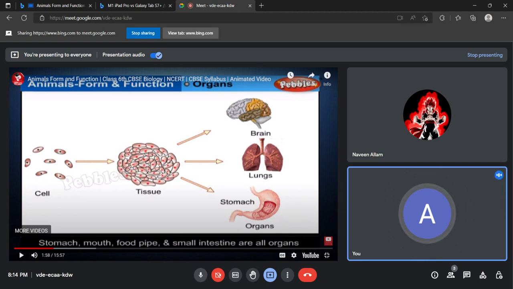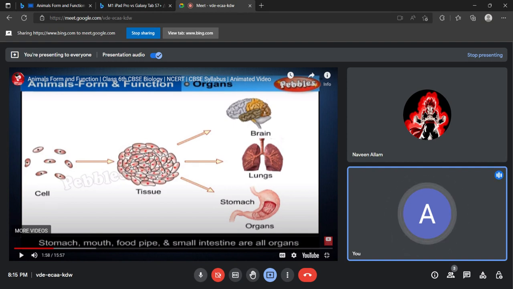Now, say we have 3 or 4 brain cells. These brain cells will try to group together, and then they will form a brain tissue. Several brain cells will come together and form a brain tissue. Several tissues will come together and form the brain. This goes for all the other organs as well. For the stomach we have stomach cells; these cells will group together, form tissue, and form the organ.